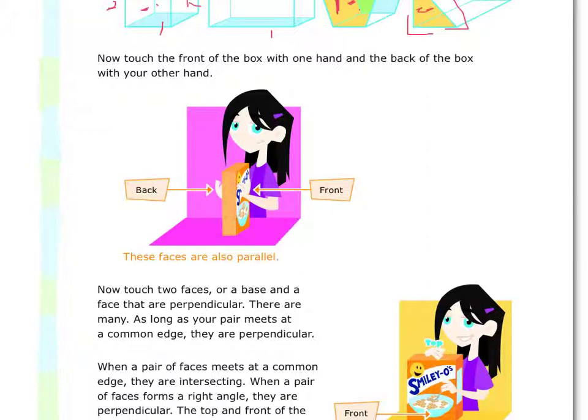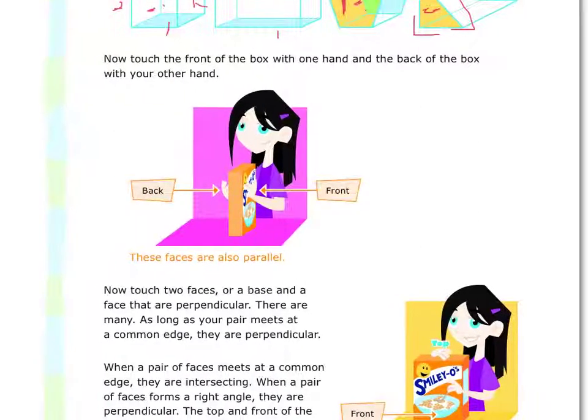We could try something with a cereal box. If you had a cereal box or even a Kleenex box or any kind of a box really, if you were to touch the front of the box and the back of the box, you would see that those sides are in fact parallel. They are the same distance apart.